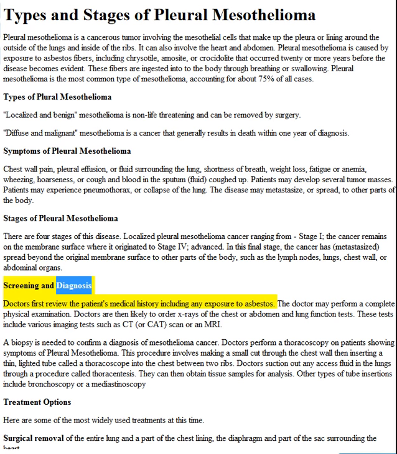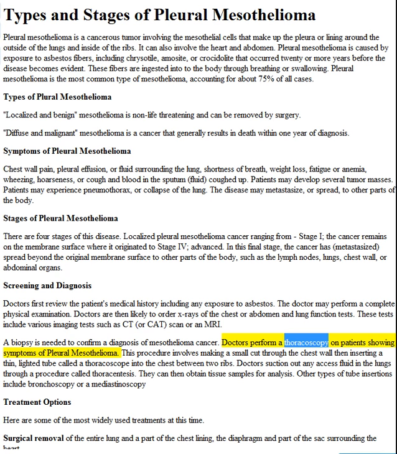Screening and diagnosis: doctors first review the patient's medical history, including any exposure to asbestos. The doctor may perform a complete physical examination. Doctors are then likely to order x-rays of the chest or abdomen and lung function tests. These tests include various imaging tests such as a CT or CAT scan or an MRI. A biopsy is needed to confirm the diagnosis of mesothelioma cancer.